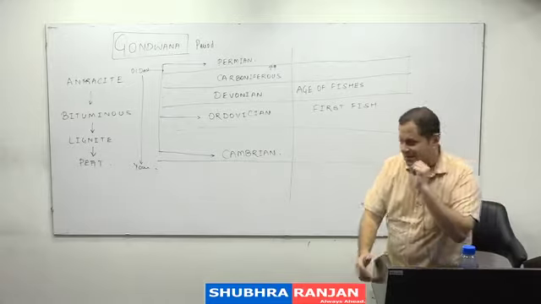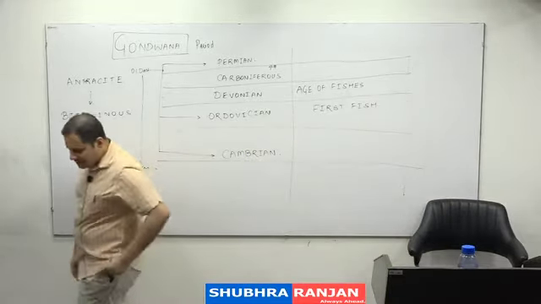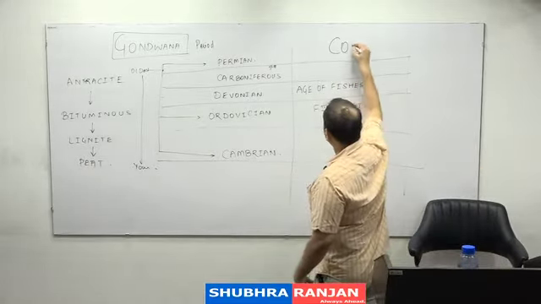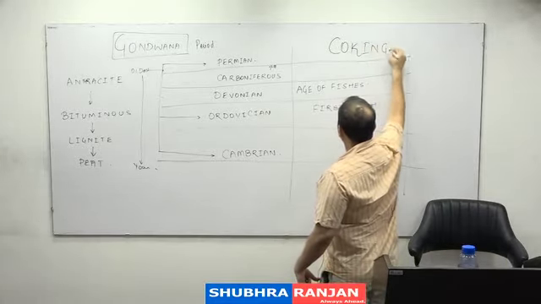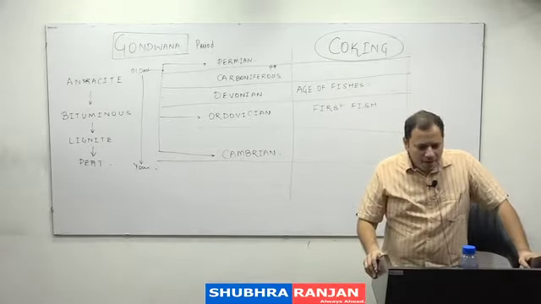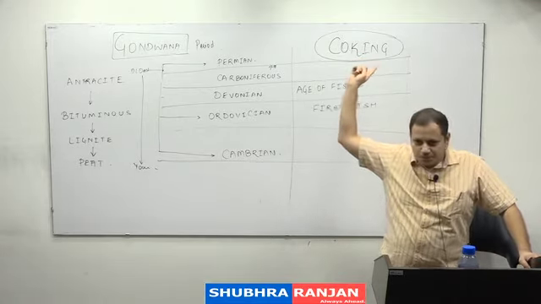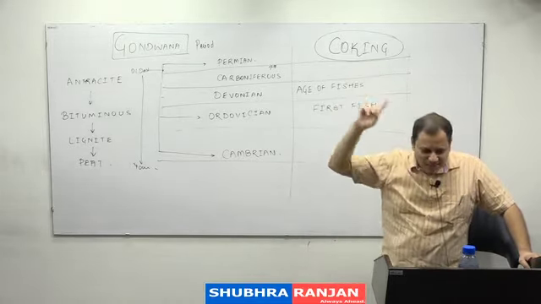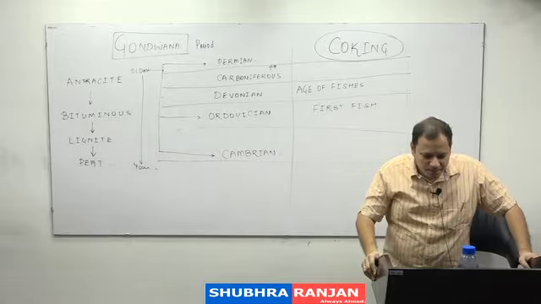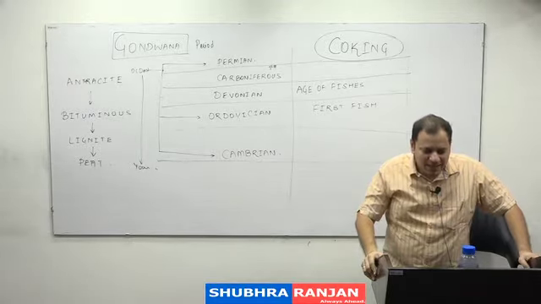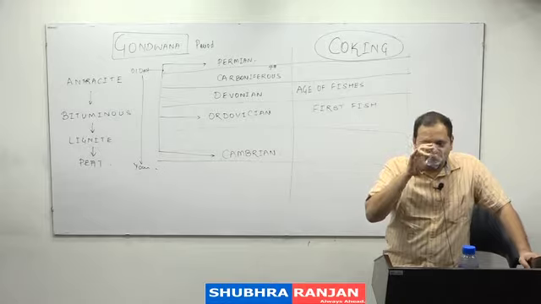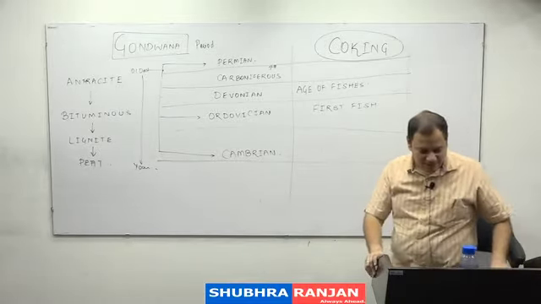So take down some of the things. Anthracite is known as coking coal. It has less sulfur impurity, and hence it is used for making stainless steel.